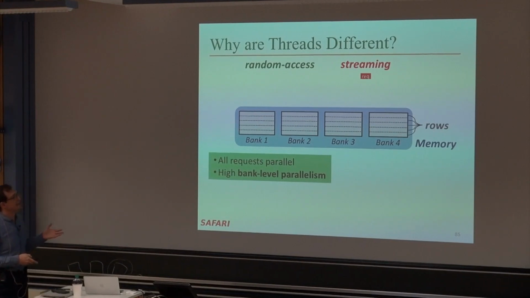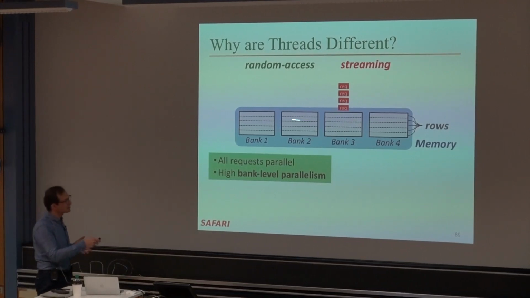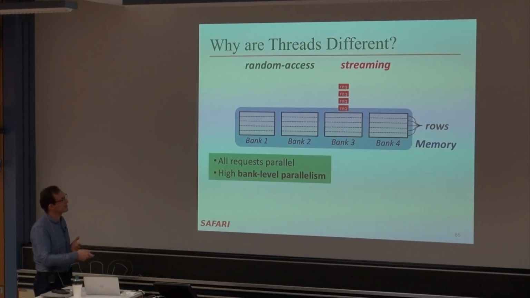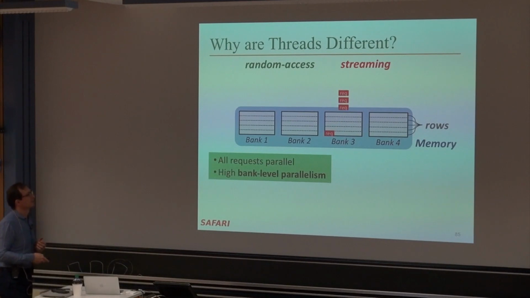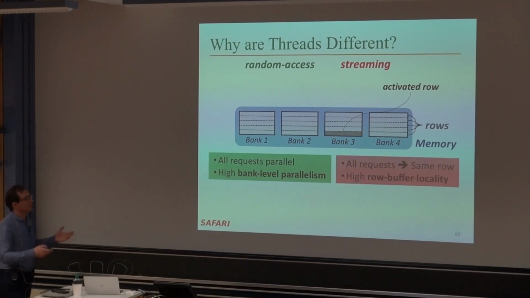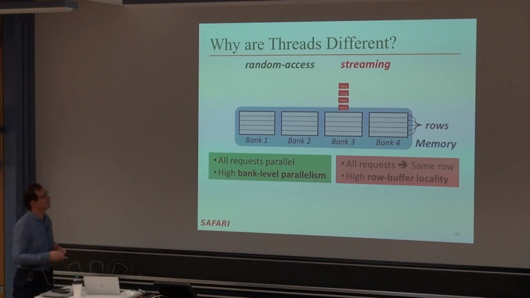If you have a streaming thread, because it's streaming, by nature it looks like this. You basically have requests lined up to the same bank, to the same row, they get serviced, and then maybe you move to some other bank, right? Okay, this is a slow animation. It shouldn't be that slow. So all requests go to the same row, you get high row buffer locality. Now let's take a look at what happens if you run these 2 threads together.